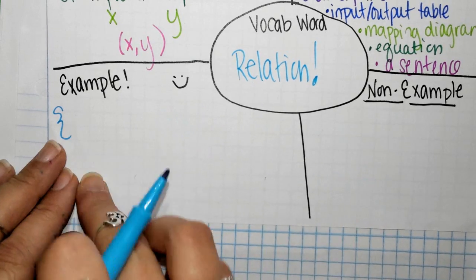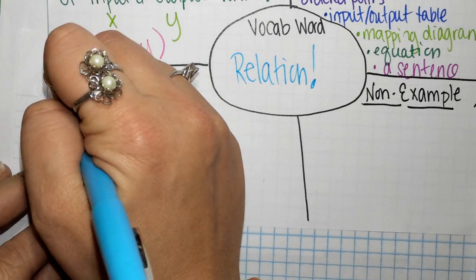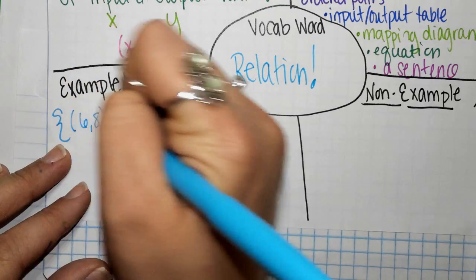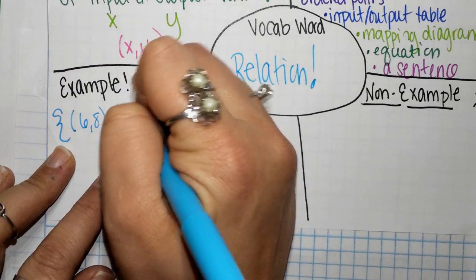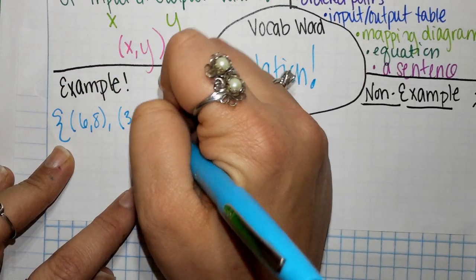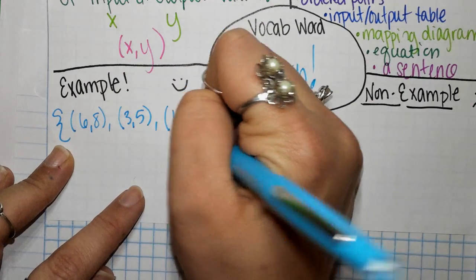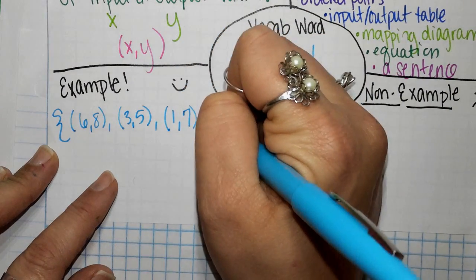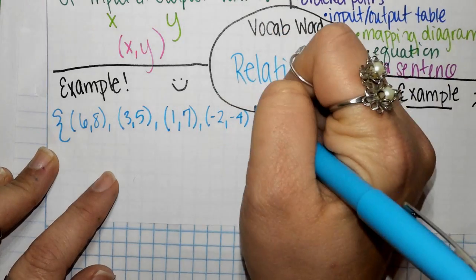Okay. Now, a set of ordered pairs could look like this. It could be 6, 8, 3, 5, 1, 7, -2, -4.